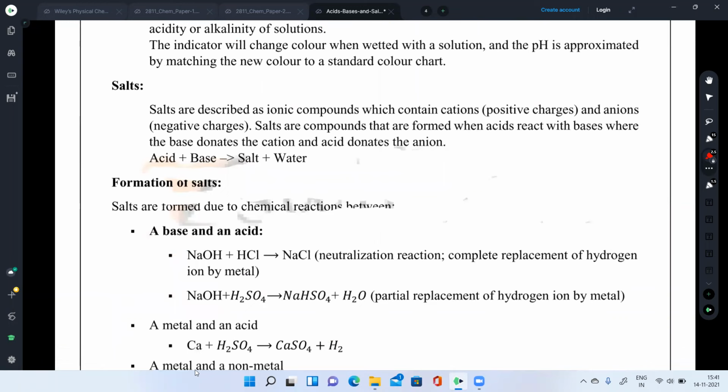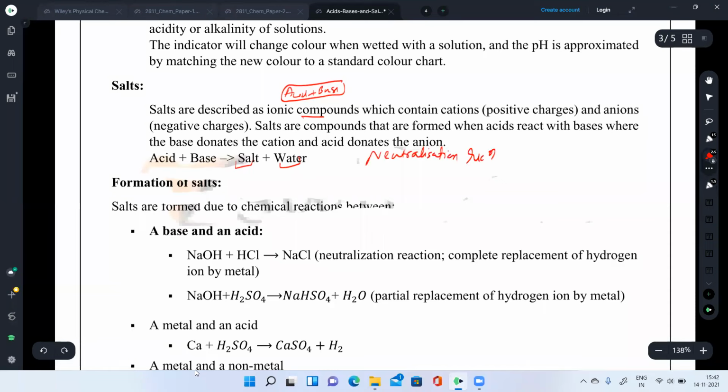Salts are described as ionic compounds, which are formed by the combination of an acid and a base. If you combine an acid with a base, then it will form salt along with water. This reaction is also known as what? Neutralization reaction.